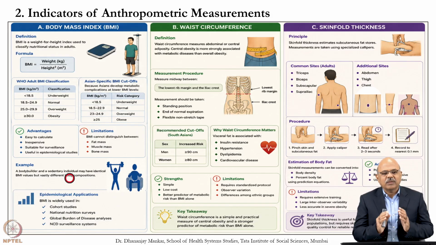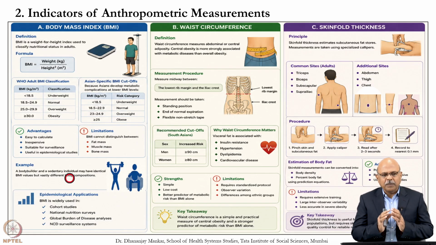Whatever you calculate is a fat mass, then it is a muscle mass and a bone mass. So there are three levels of mass which cannot be distinguished. So BMI cannot distinguish between a fat mass, a muscle mass and bone mass. Okay. For example, a bodybuilder and a sedentary individual may have identical BMI value but very different body composition. So you may have an individual who may have a BMI identical to a person who is going to gym, but if you see the structure, it is completely different.